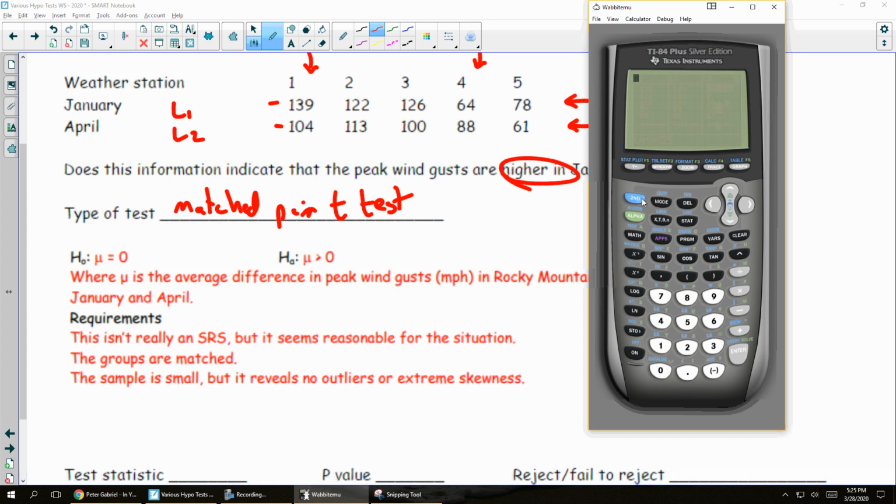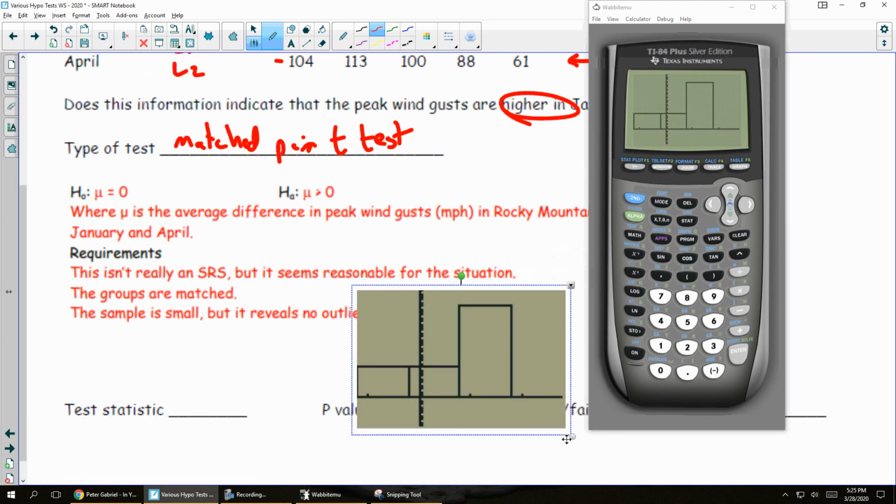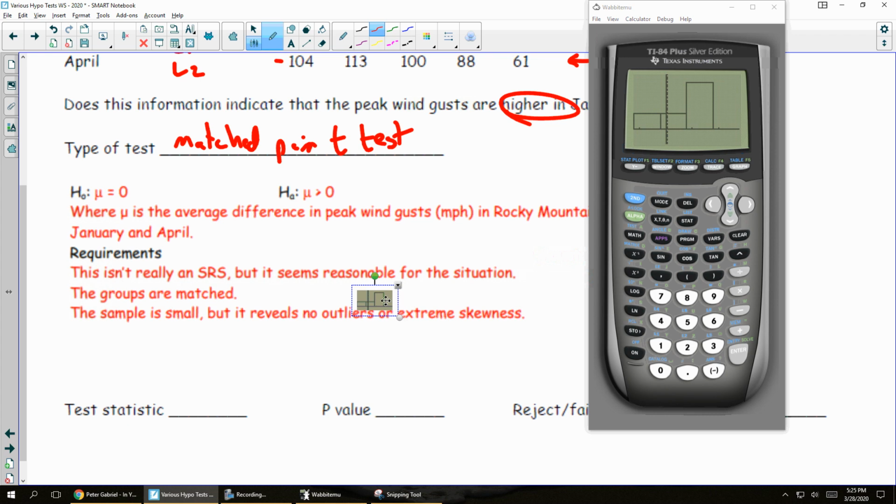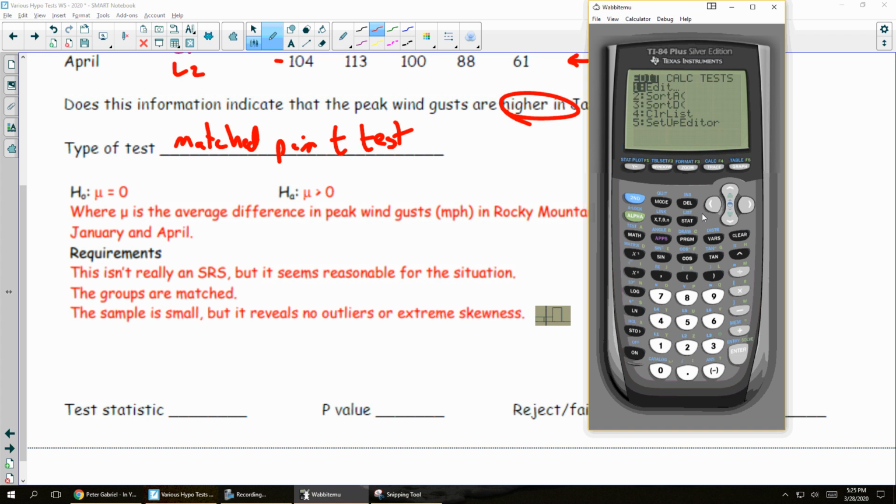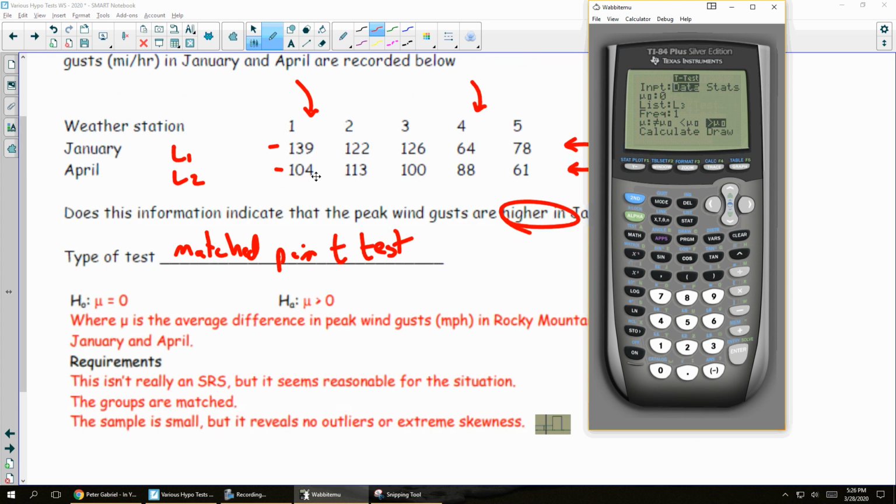But I want to go ahead and check out a histogram of L3. This is the part where I'm saying it doesn't really reveal a lot of strong skewness or outliers. That's what's going on right there. That's why I said that. And so I'm going to do a t-test. It's essentially a one sample t-test now, where the sample is the difference in these 2 numbers.